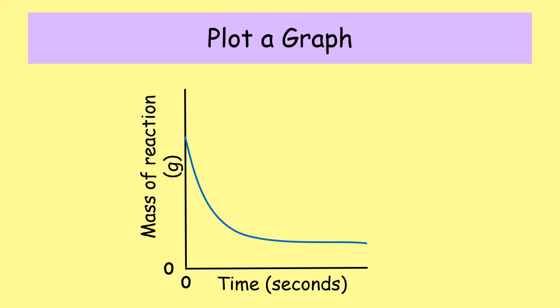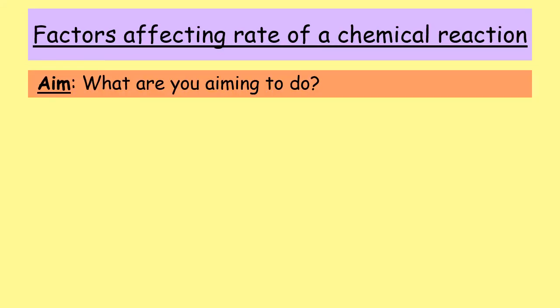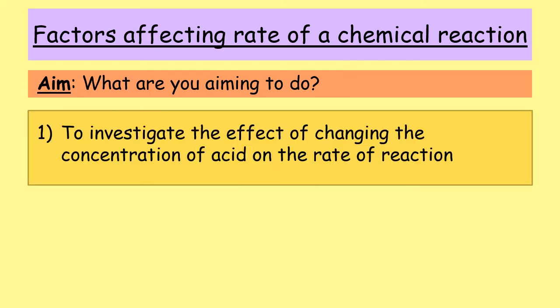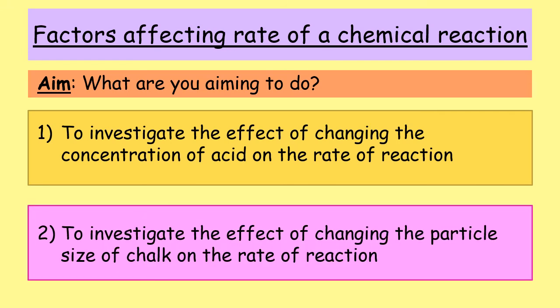When you're plotting a graph like this, remember that the time is always going along the bottom of the graph on the x-axis and the mass will go on the y-axis. Now, we use these experiments to determine whether particular factors affect the rate of a chemical reaction. In your aim, you could investigate the effect of changing concentration of acid on the rate of reaction, or another possibility is to investigate the effect of changing the particle size of chalk on the rate of reaction.